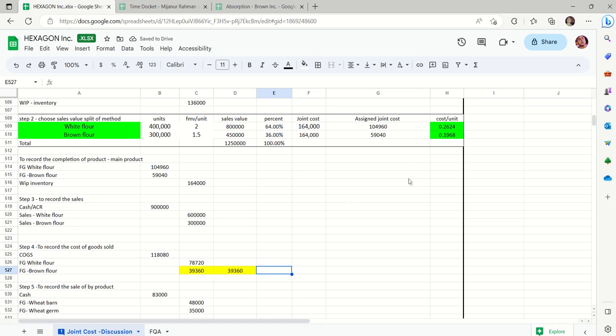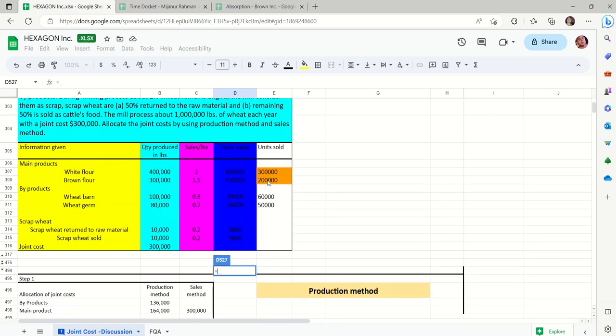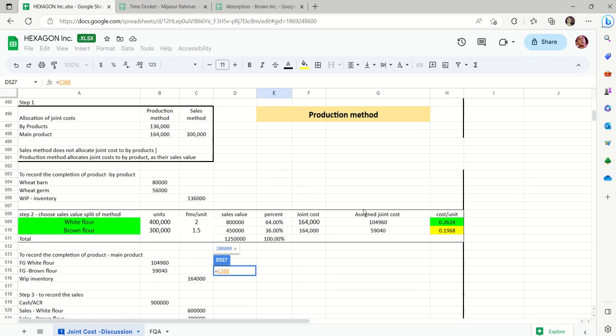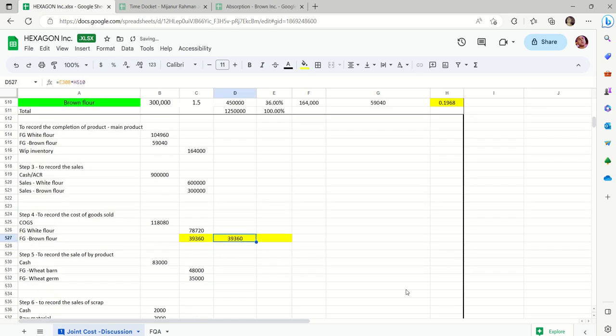We're working on this. Again, I'm going to show this to you. This unit that we sold, 200,000 units in pounds. Perhaps I can show that to you here as well. Right here, we sold 200,000 pounds. Multiply by this. That would give you this number. Okay.